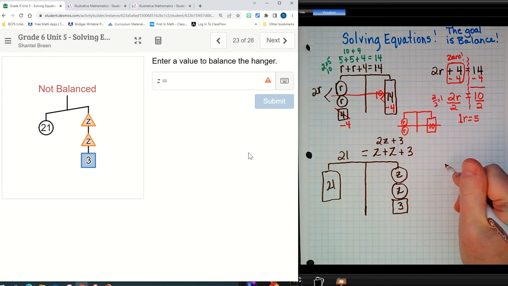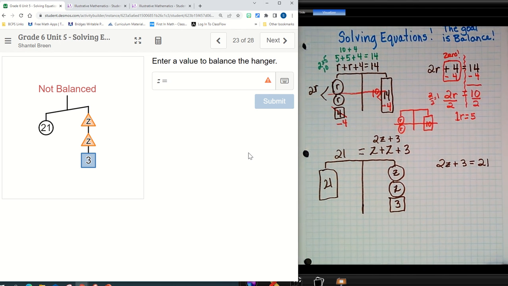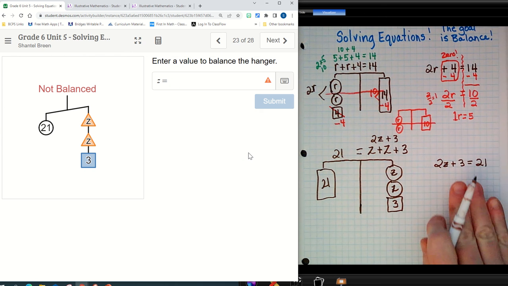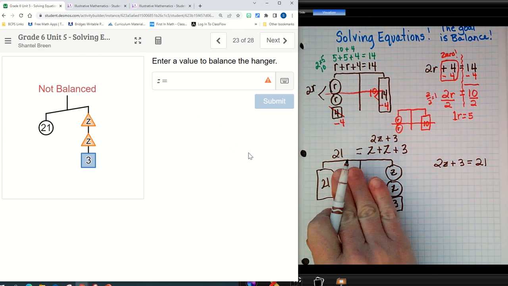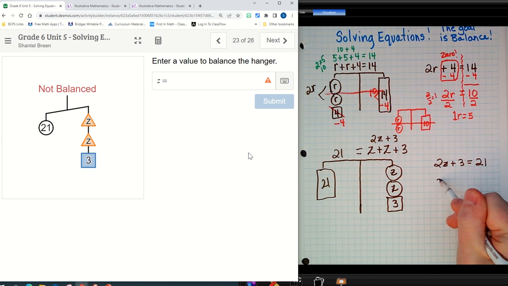All right, I'm going to rewrite it over here so I have some workspace. 2 Z's plus 3 equals 21. Now notice I flipped them, and that's okay. You can use that commutative property to switch them across the equal sign. It doesn't matter. I'm going to rewrite it the other way just so you can see. It works both ways, okay? All right, here we go.